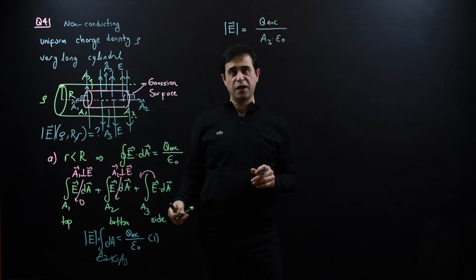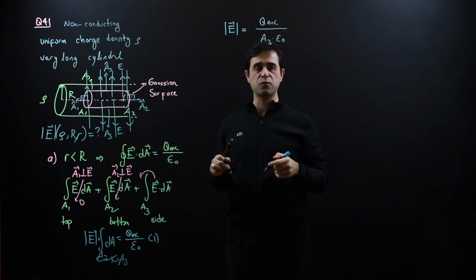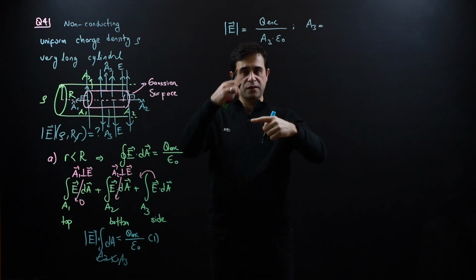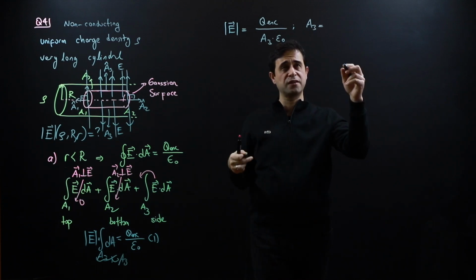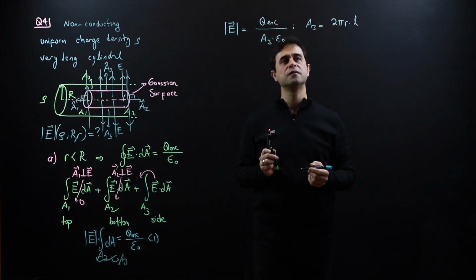Okay, so we now know what the magnitude is, but we're missing 2 things, right? What is Q enclosed and what is A3? One of them is easy. We know what A3 is. A3 is basically the area of the side part, which is the circumference multiplied by the length. So that's 2 pi r times the length, right?